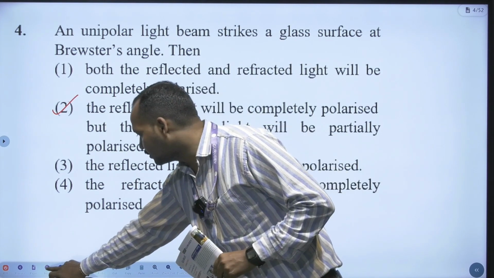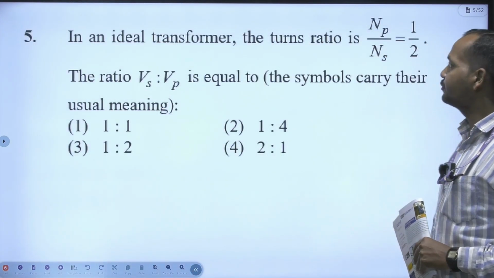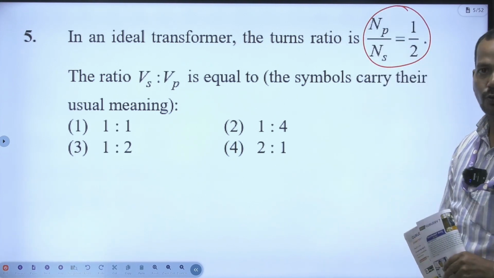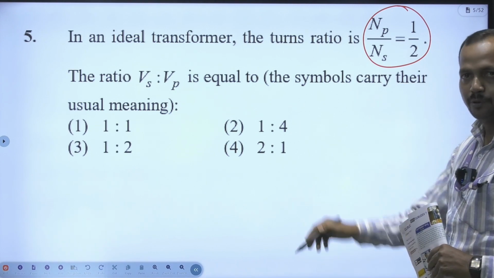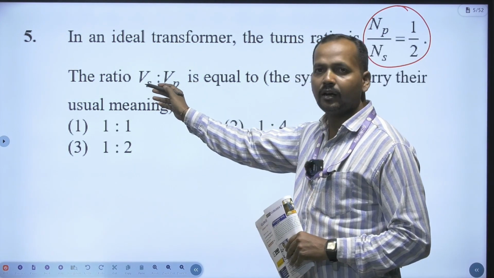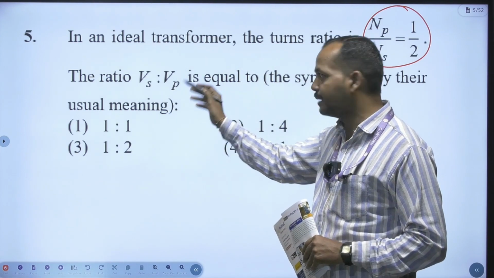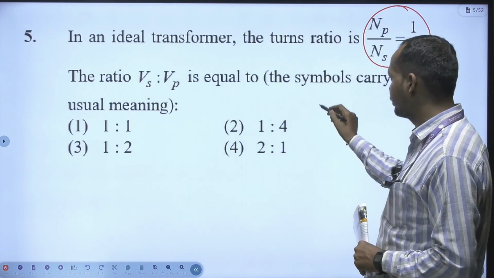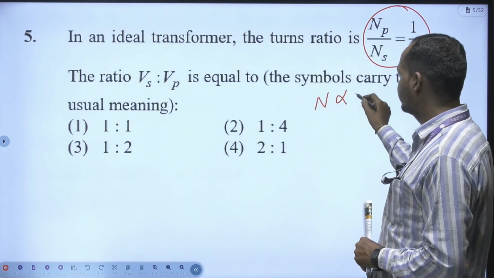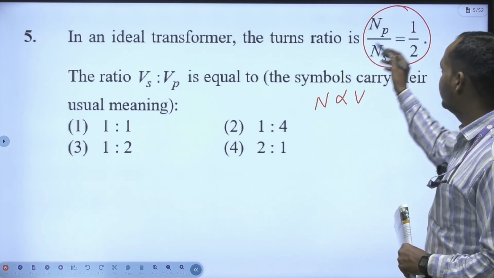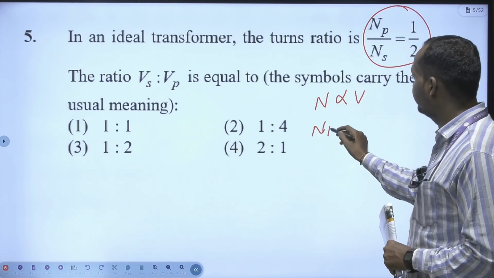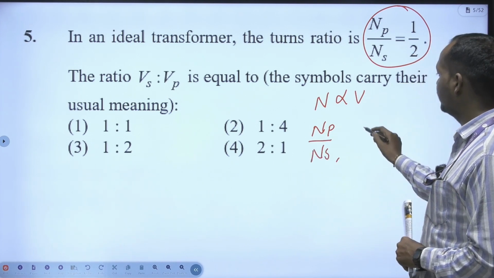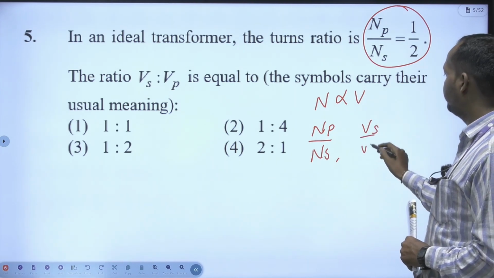Now, fifth question. In an ideal transformer, the turns ratio NP by NS is 1 by 2. And the ratio of the potential in secondary to the potential in primary, they are asking. The relation between number of turns and potential is directly proportional. Number of turns and potential is directly proportional. Hence what we can say here, they have given NP by NS, and they are asking what is the ratio of Vs by Vp.